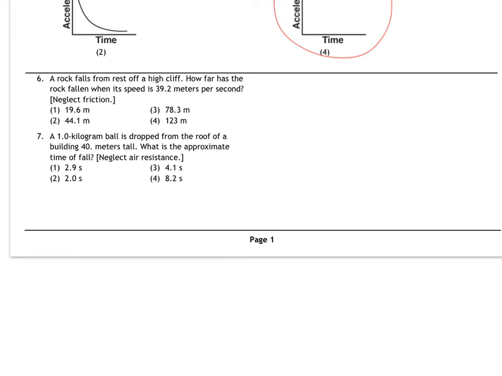6. A rock falls from rest from a high cliff. So rest, that's Vi, from a high cliff. How far has the rock fallen? So they're asking for a distance when its speed is 39.2. So that's Vf, neglect friction. So we have Vf, d, and Vi. I think we can assume that we're on Earth, so we also have a. And an equation that I would recommend here would be Vf squared equals Vi squared plus 2ad.